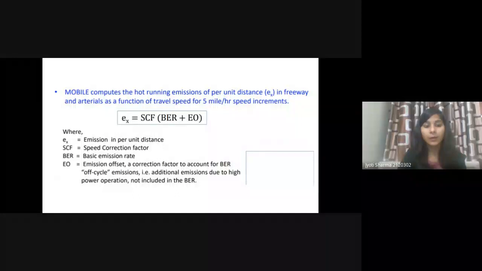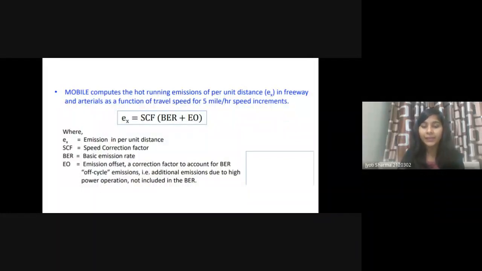The MOBILE model computes the hot running emission per unit distance in freeway or arterial as a function of travel speed for 5 miles per hour speed increments. And there is the formula here. E_x is the emission per unit distance. Then SPF is the speed correction factor, BER is the basic emission rate, and O is emission offset.